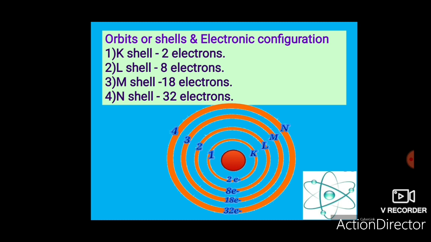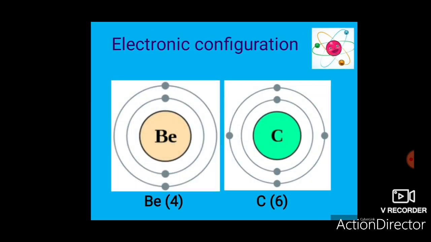If we know the atomic number, then we can count its number of electrons, from which we can draw the electronic configuration. Let's study the electronic configuration of a few elements. Beryllium, atomic number is 4, which means the number of electrons is also 4. So 2 electrons in the first shell and the remaining 2 electrons in the second shell. Hence, the electronic configuration of beryllium becomes 2,2.